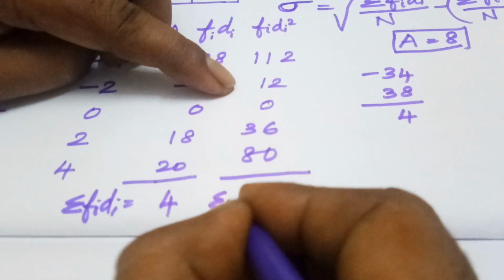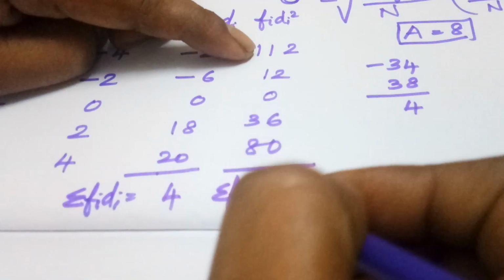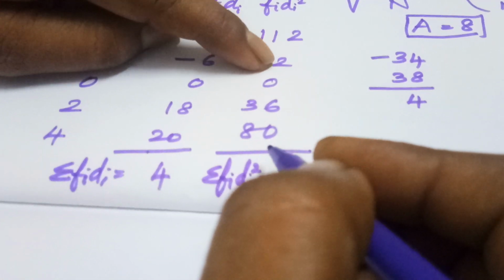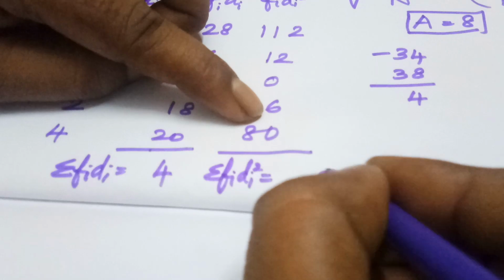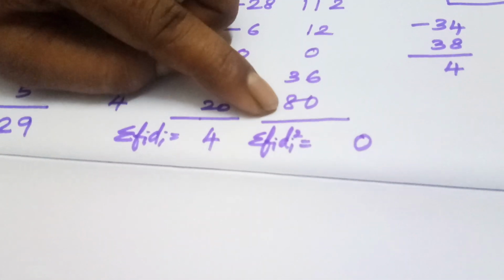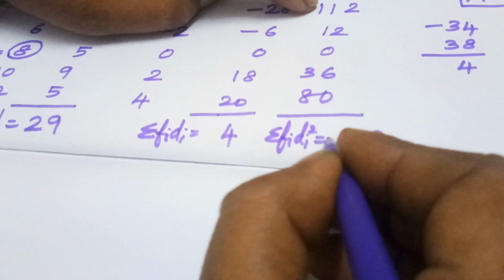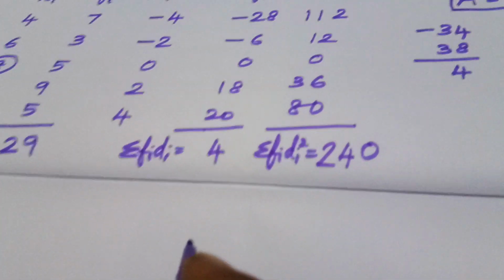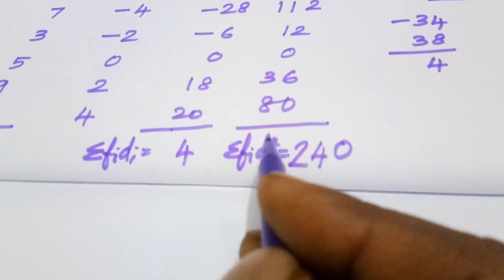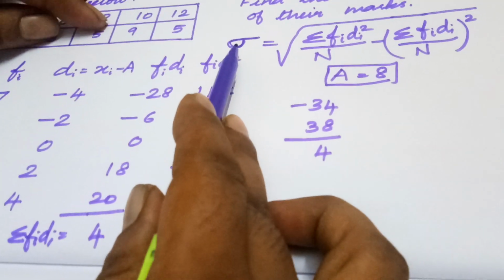And then sigma fi di square. You have to add all these. As all these are positive, I am going to add like this. 2 plus 2, 4. 4 plus 6, 10. 1, 2, 3, 6, 14. 1, 2. 1 plus 1 is 2. So we have got all the numbers which we need for getting sigma.